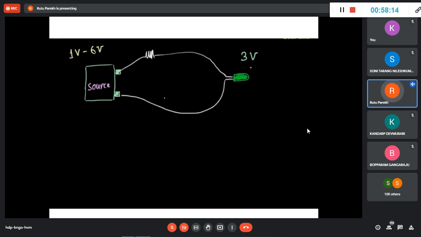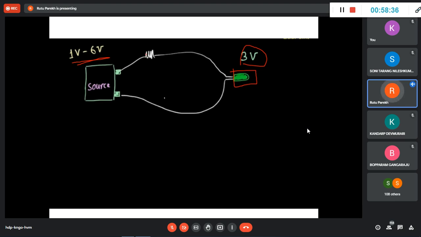So let's say this is a simple application where you can see a source, a battery, which is from, let's say, 1 volt to 6 volt. And this is an LED, this is 3 volts. So this is an application. It can be another circuit also, any load. But here we are just considering an LED, a simple case.